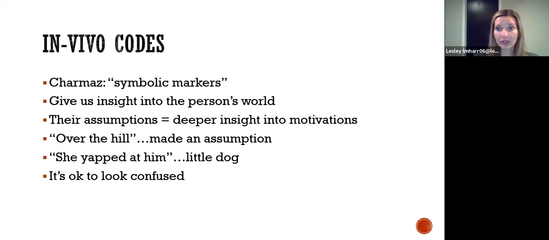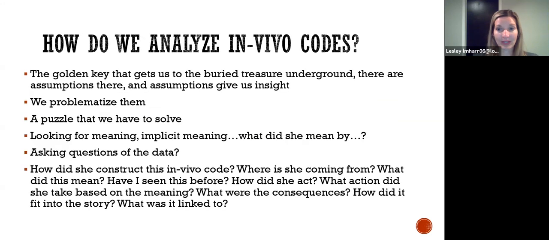And it's okay to look confused at this point. These become more explicit as we are coding our data. But if something jumps out to you as a symbolic marker, it could be involved in the local language. It could be involved in a really interesting action somebody took or a really interesting way that somebody used to describe. We want to hold on to those as in vivo codes.